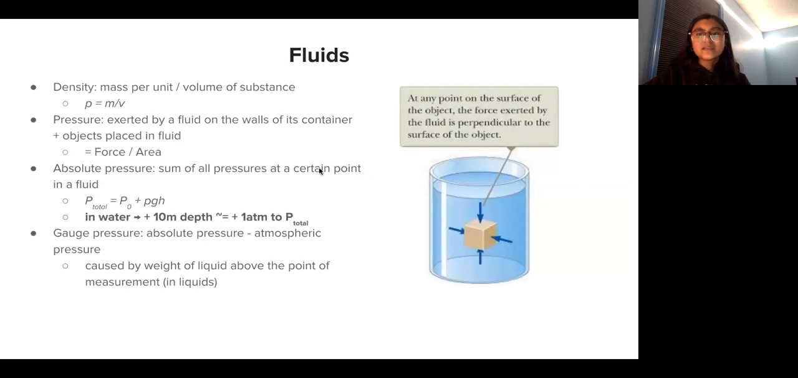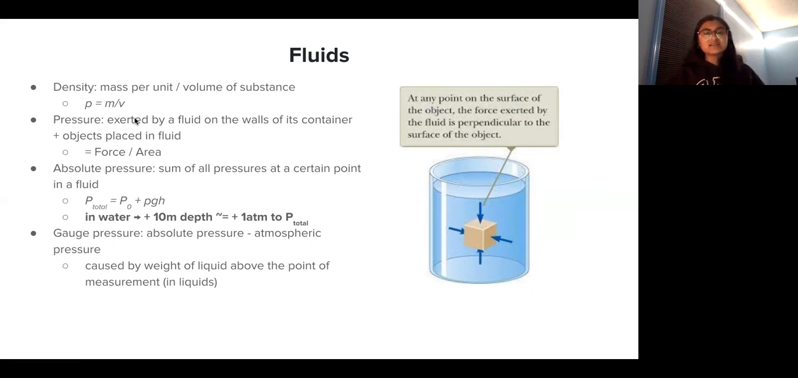All right, now we can move on to fluids. So density is going to be mass per unit volume of a substance. So it's your mass over volume. It's indicated by rho, but I just used a lowercase p.